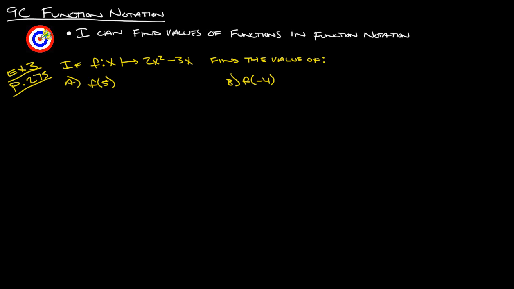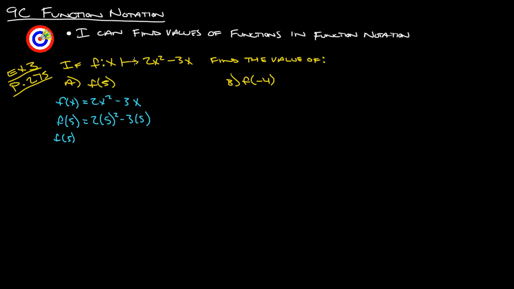And that is example 3 from page 275. It says if function f such that x is converted into 2x squared minus 3x, find the value of f of 5. That's not an s, it's a 5. And then f of negative 4. So again, I'm just going to switch it to the form f of x equals 2x squared minus 3x, right? And then I'm going to do f of 5. So wherever I see an x in this one, I'm going to put 5 in instead, like so.